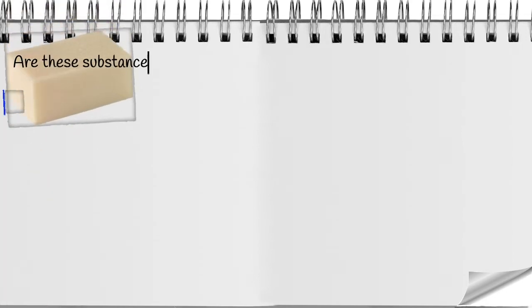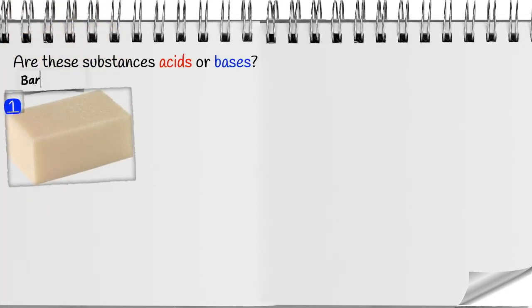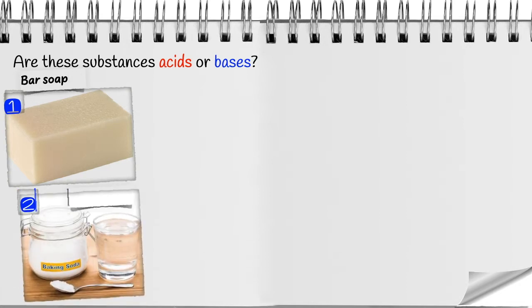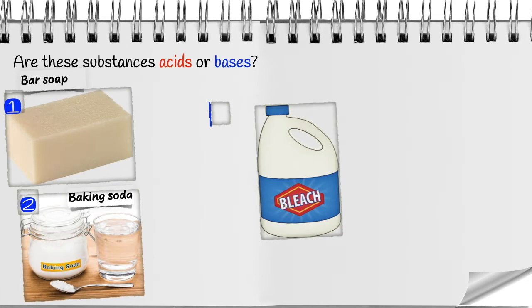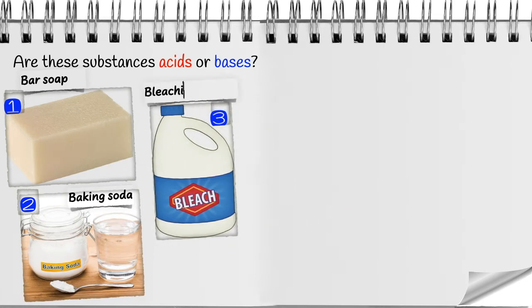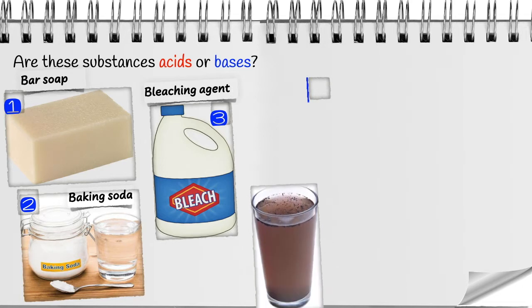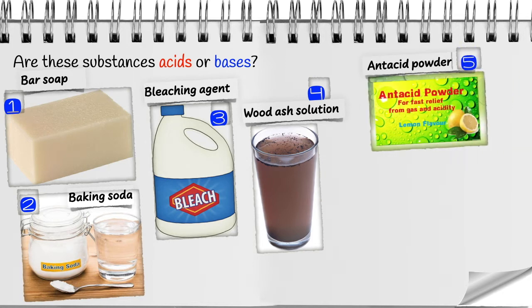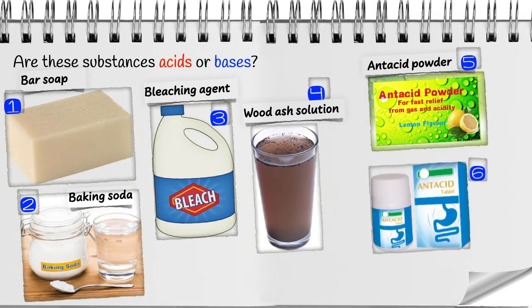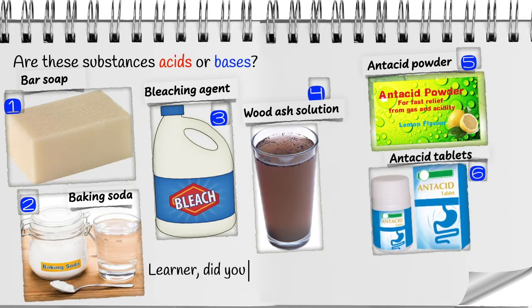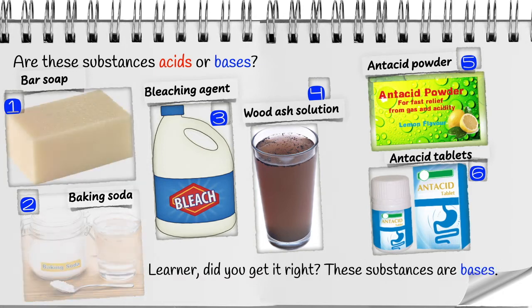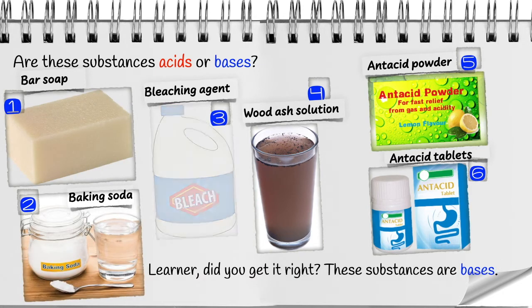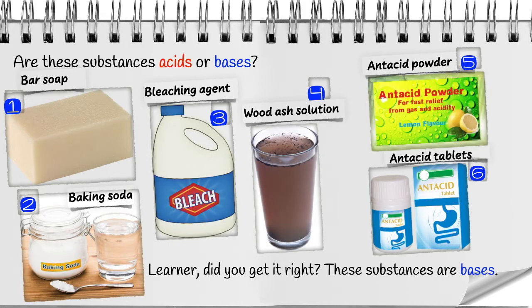Are these substances acids or bases? Learner, did you get it right? These substances are bases: bar soap, baking soda, bleaching agent, wood ash solution, antacid powder and antacid tablets are all bases.